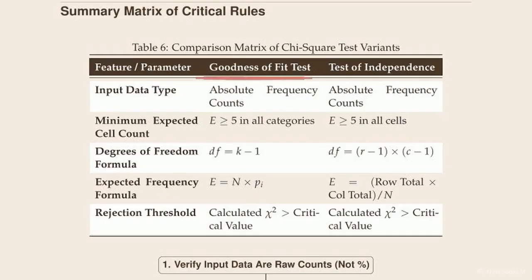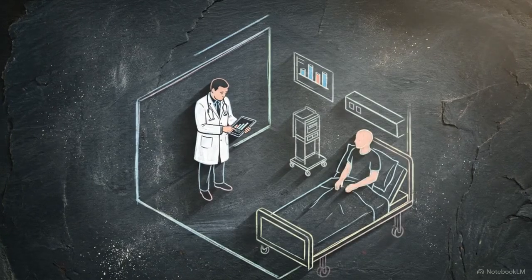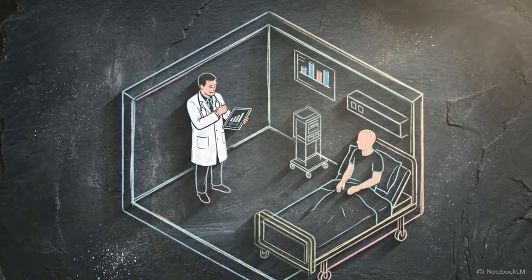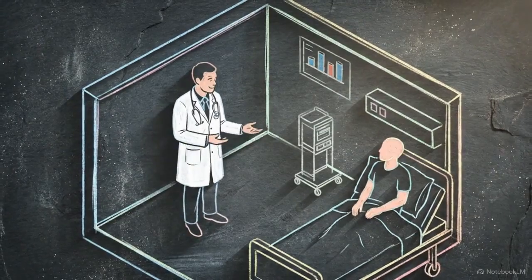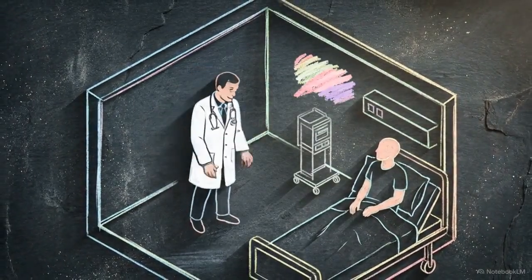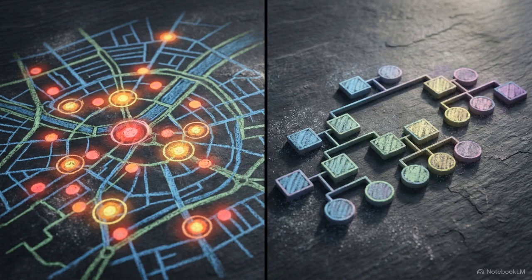Goodness of fit evaluates single variables against theories, while the test of independence evaluates 2 variables for association. Their degrees of freedom diverge, yet both strictly require absolute raw counts and expected frequencies of 5 or greater. Applying these essential statistical rules directly marks the critical transition from theoretical classroom knowledge to professional, evidence-based clinical practice. This mathematical framework is the mechanism for evaluating modern public health data and interpreting complex genetic inheritance.